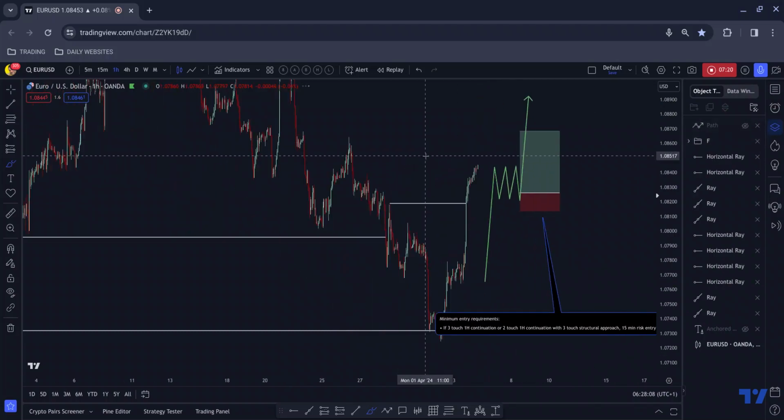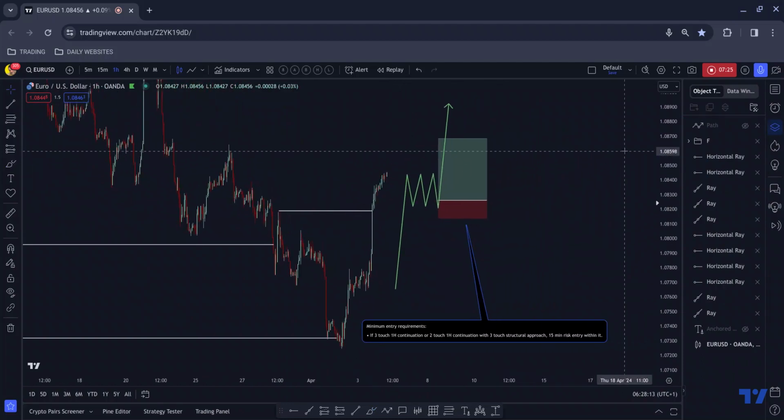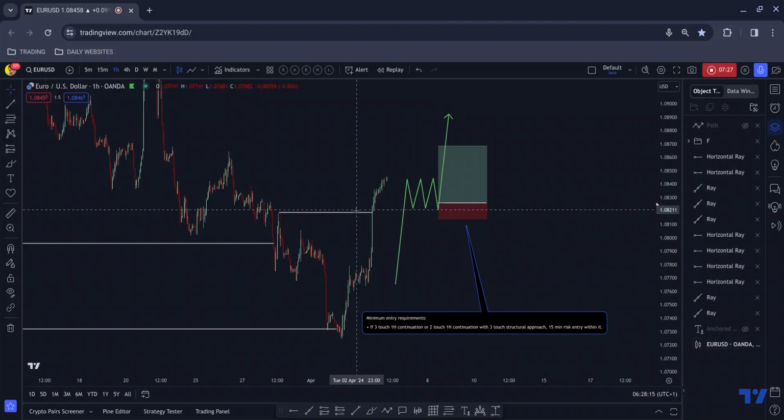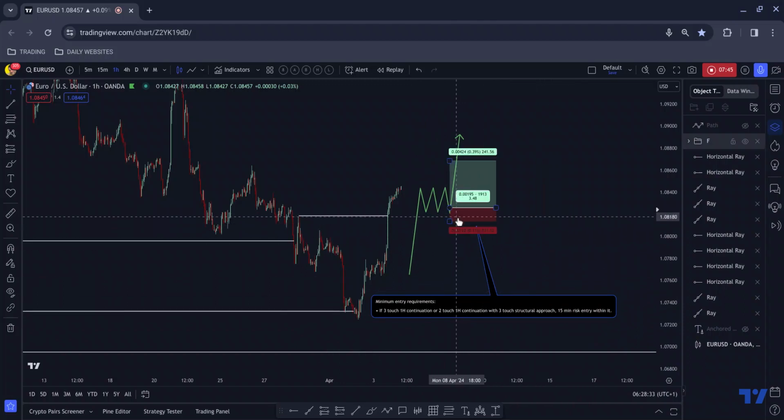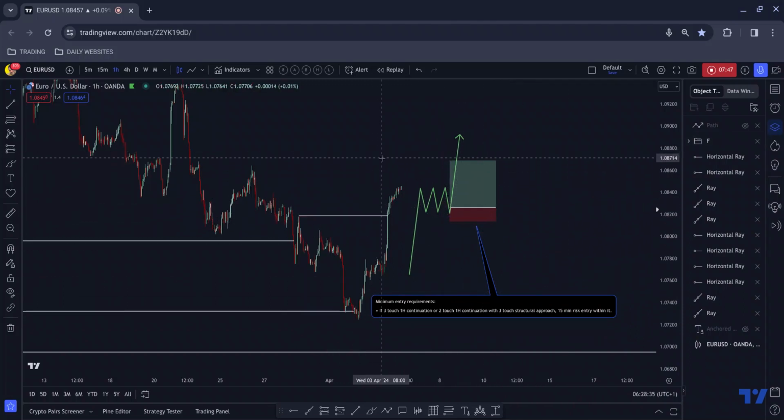Again, I don't think this will be ready by the end of the day, but the market doesn't care what we think. Given the aggression of this move, how far we've moved, and various other factors considered, I'll be looking for a 3-touch 1-hour continuation or a 2-touch 1-hour continuation with a 3-touch structural approach leading up to the first touch. And then I'll be looking to get long with a risk entry within the flag, and then I will be able to manage it up to this high here and this little high here.